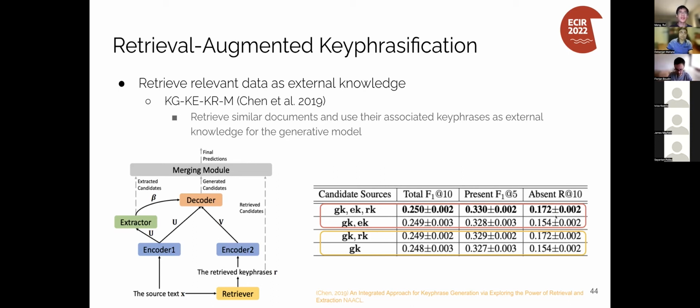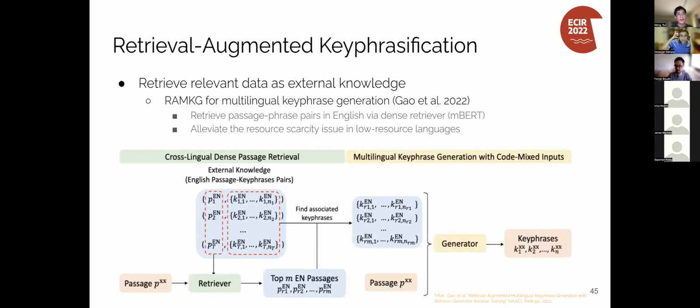So which means the retrieved documents indeed helped a lot for the generator to predict phrases, especially if they are absent phrases. And another application of the retrieval augmentation is for the multilingual keyphrase generation. So in this setting, we assume we have abundant documents with annotated phrases in English. And the goal is to generate the keyphrases for documents in other languages, such as French and Dutch.